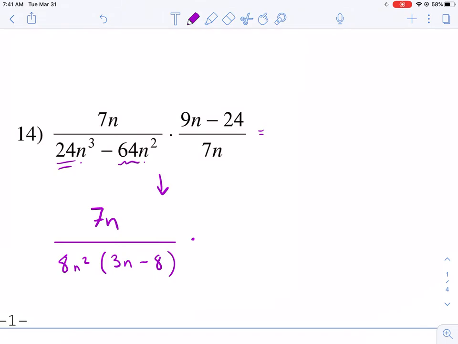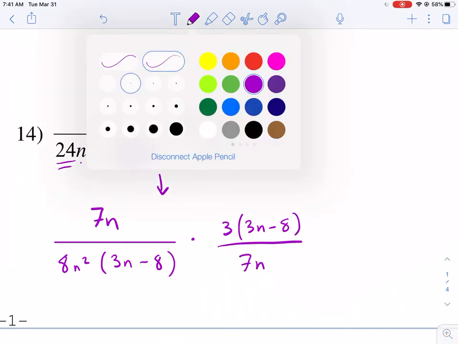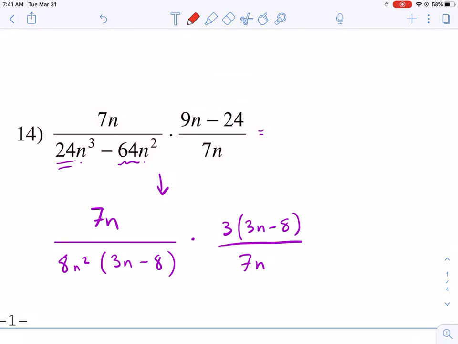Over here on the right side, I see that out of 9n minus 24, I have a common factor of 3. What's left? I have 3n minus 8 over 7n. Now I can start canceling because it's all multiplication. We have multiplication here, we have multiplication here, and this plus and this minus sign is in parentheses, so that's fine. We can work with that.